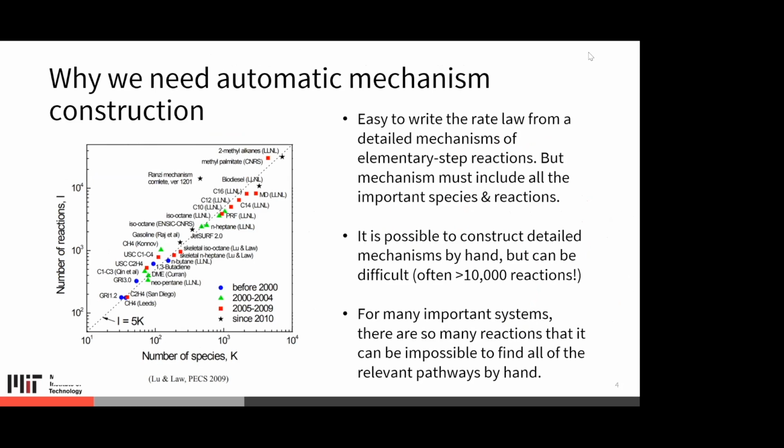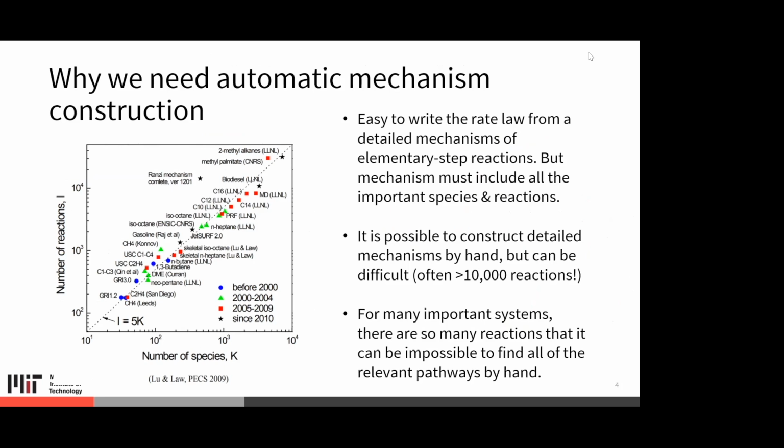Why do we need automatic mechanism construction? You may know that there are some groups that don't do this at all. They do it all by hand. So they write lots and lots of reactions down by hand, and then make kinetic models. And some of those groups have been pretty successful. So it's possible to do it by hand.